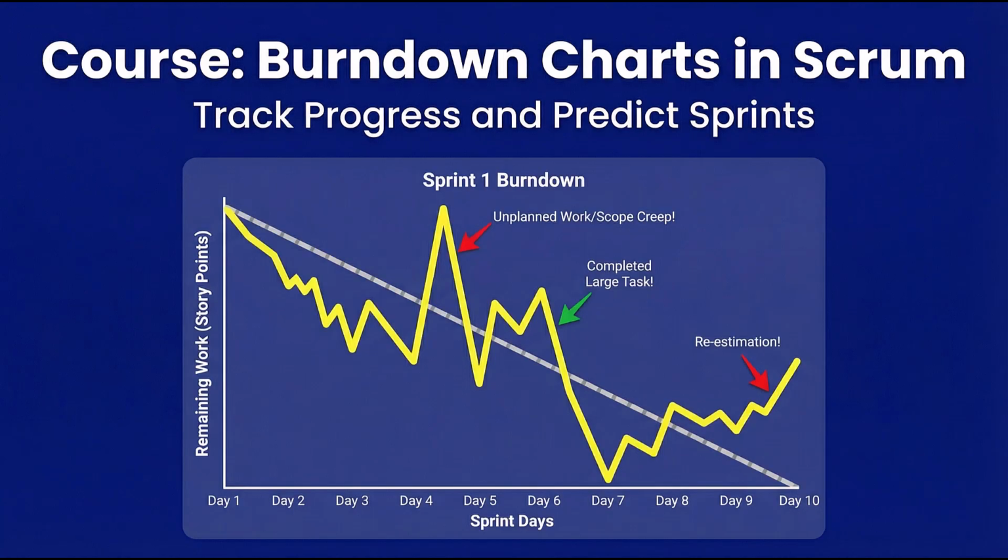Pattern number 6, irregular, jagged progress. The burndown line looks like a mountain range, up and down with no predictable pattern. What it means? Blocking issues, external dependencies, or poor task breakdown creating unpredictable workflow.